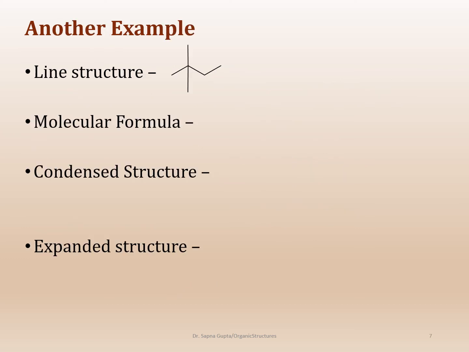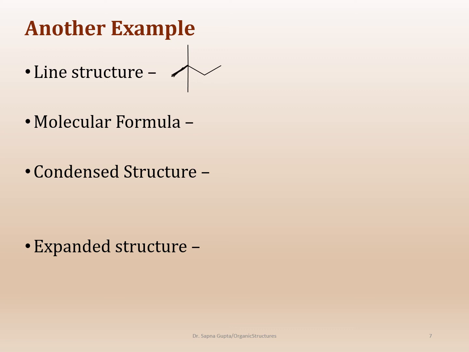So here is a line structure given to us. Now we have to write the molecular formula, condensed structure, and the expanded structure. So we can start wherever we want. Let me go ahead and start with the condensed structure first. Okay, so nobody says that I have to do it in the order that I'm asked. Okay, so the first condensed structure. Now I can do it in 2 or 3 different ways, and I want to do it in all different ways so you can see how it is done.